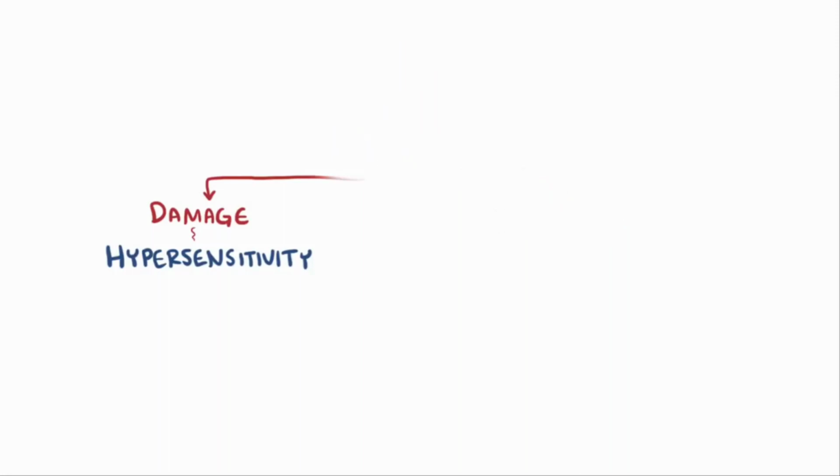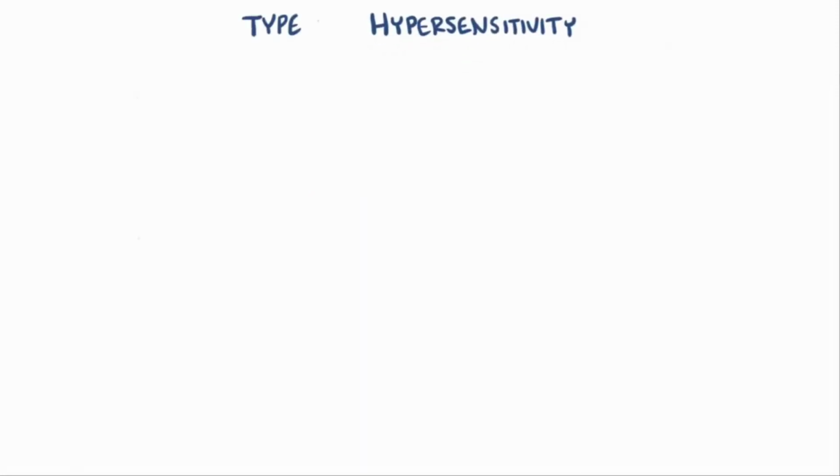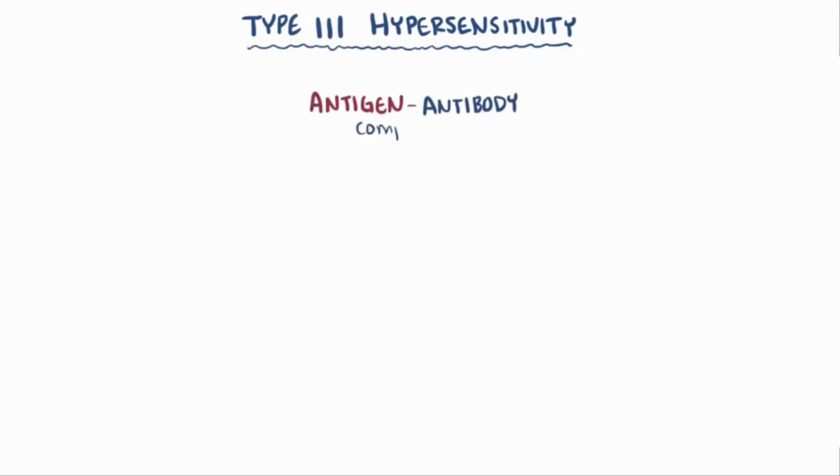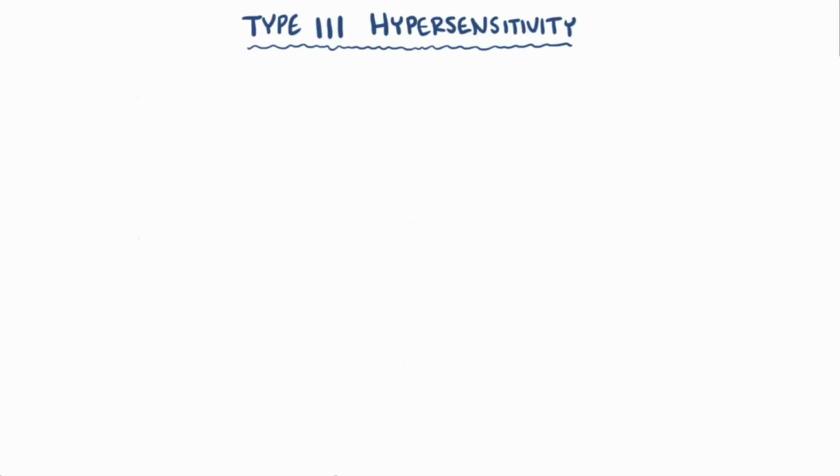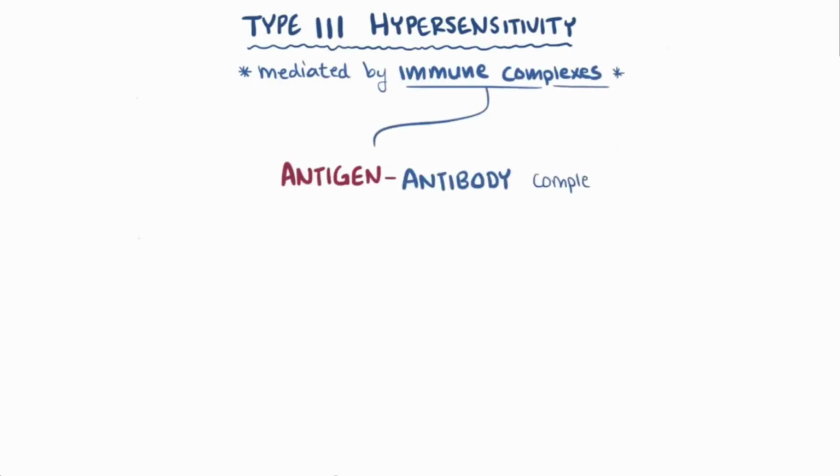There are 4 different hypersensitivities, and the third type, or type 3 hypersensitivity reaction, happens when antigen-antibody complexes deposit in blood vessel walls, causing inflammation and tissue damage. Alright, so first off, type 3 hypersensitivity reactions are mediated by immune complexes. Immune complexes, aka antigen-antibody complexes, are made of 2 parts, the antigen and the antibody.